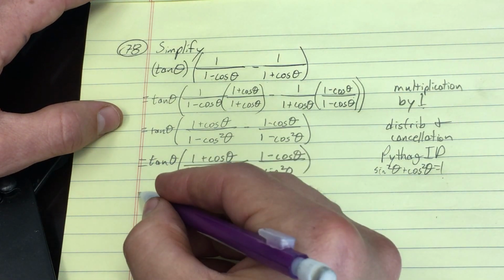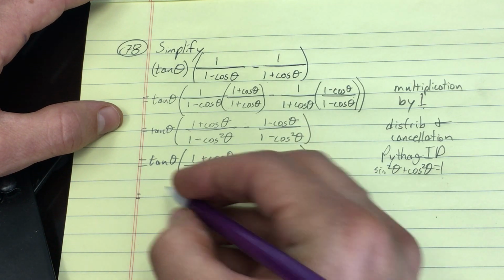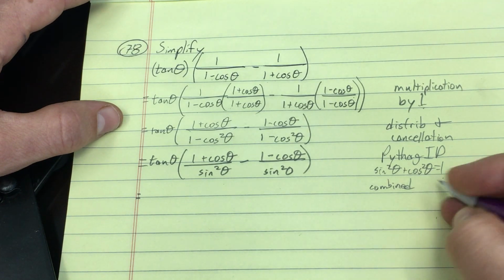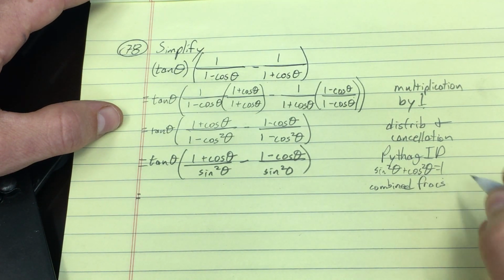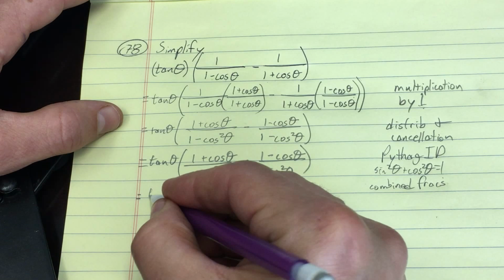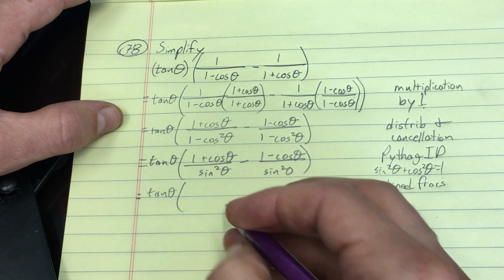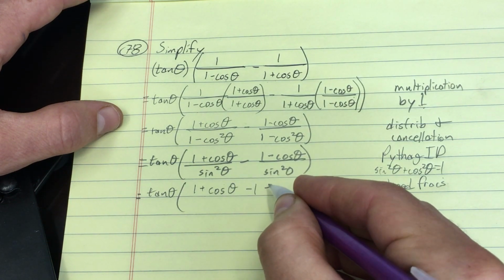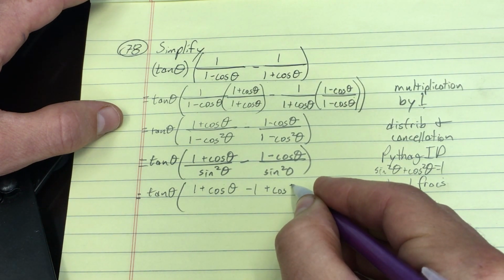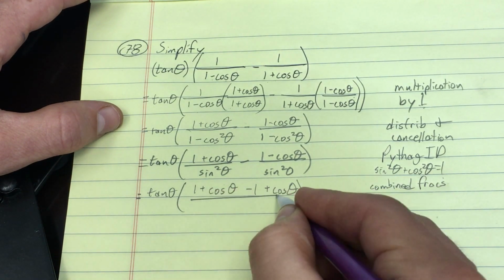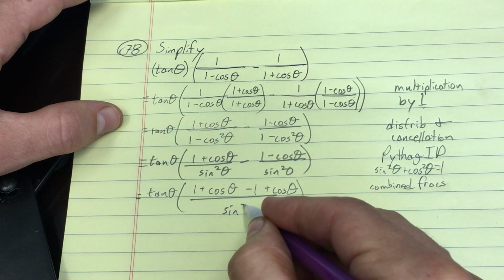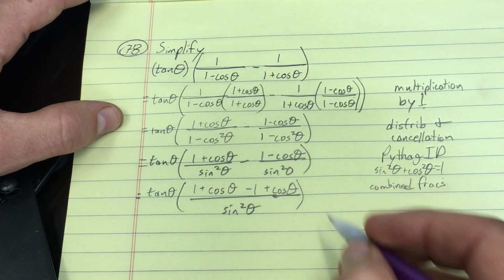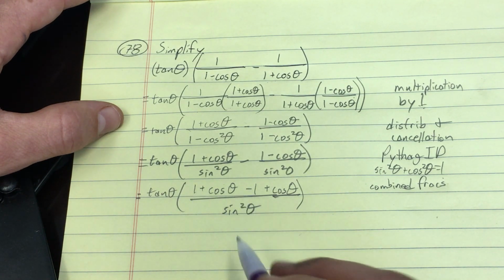Okay. Now I can combine these two things. They have a common denominator. So I'm going to combine fractions. And I get tan theta times 1 plus cosine theta minus 1 plus cosine theta over sine squared theta, right? So I combine those two things. And the 1 and the minus 1 cancel.